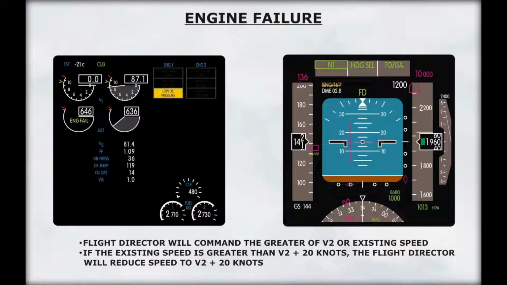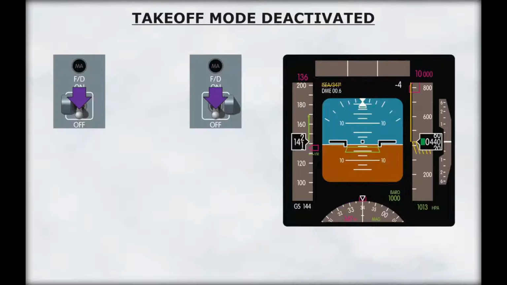If an engine fails during takeoff, the flight directors will command the pitch to maintain the greater of V2 or existing speed. However, if existing speed is greater than V2 plus 20 knots, the flight directors will command the pitch to maintain V2 plus 20 knots. Below 400 feet radio altitude, no other flight director modes are available.